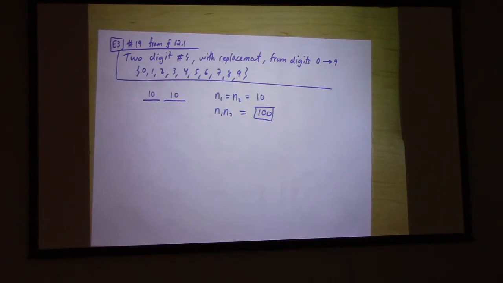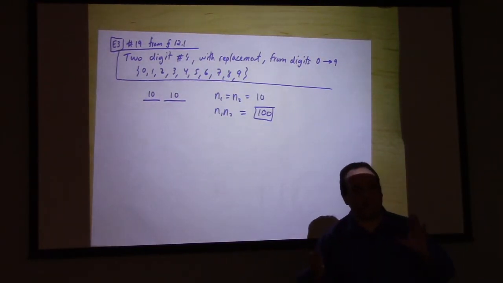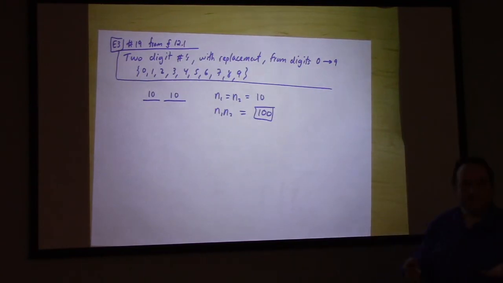That means you can have numbers like 11, 22, 33, 44, 55, 66, 77, 88, 99. These are numbers where you're using the same digit twice, right? What if you don't allow that?